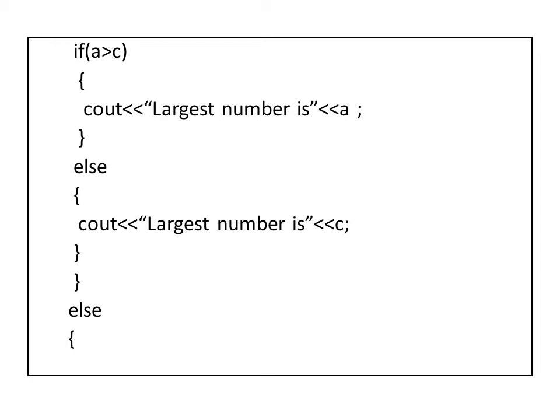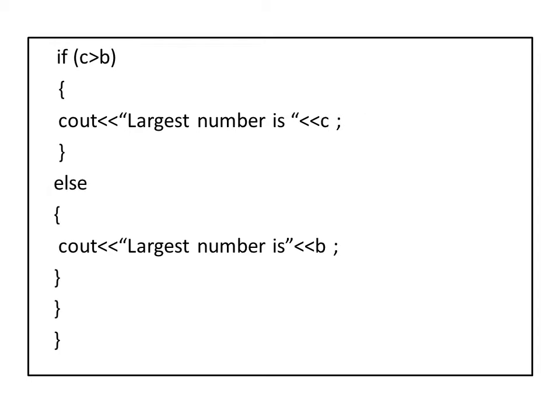Now suppose a is not greater than b, then it will go to the else part. The else part will check, since a is not greater than b means b is greater, that the values will be checked between b and c. If c is greater than b, the largest number will be c, otherwise the largest number will be b.